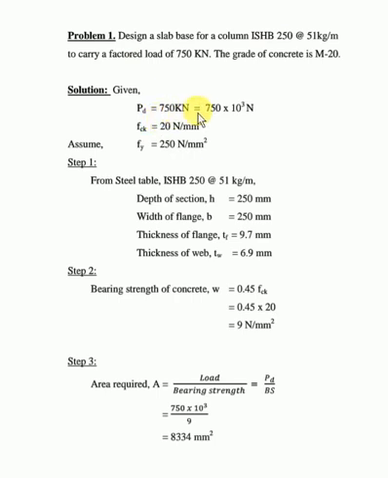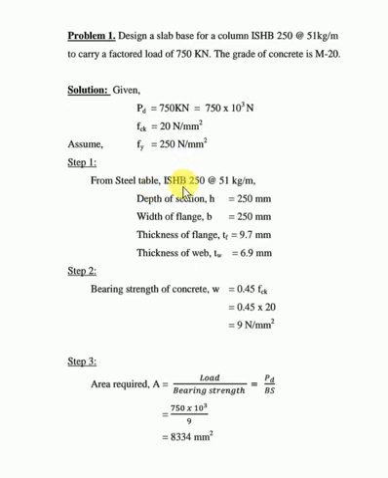We'll convert it into Newton by multiplying it by 1000. Then grade of concrete is M20, that is FCK is 20 Newton per mm square, and grade of steel is not given in our question, so we'll assume it as FY equal to 250 Newton per mm square. Now in step number 1, we have to see the properties of the section from the steel table.